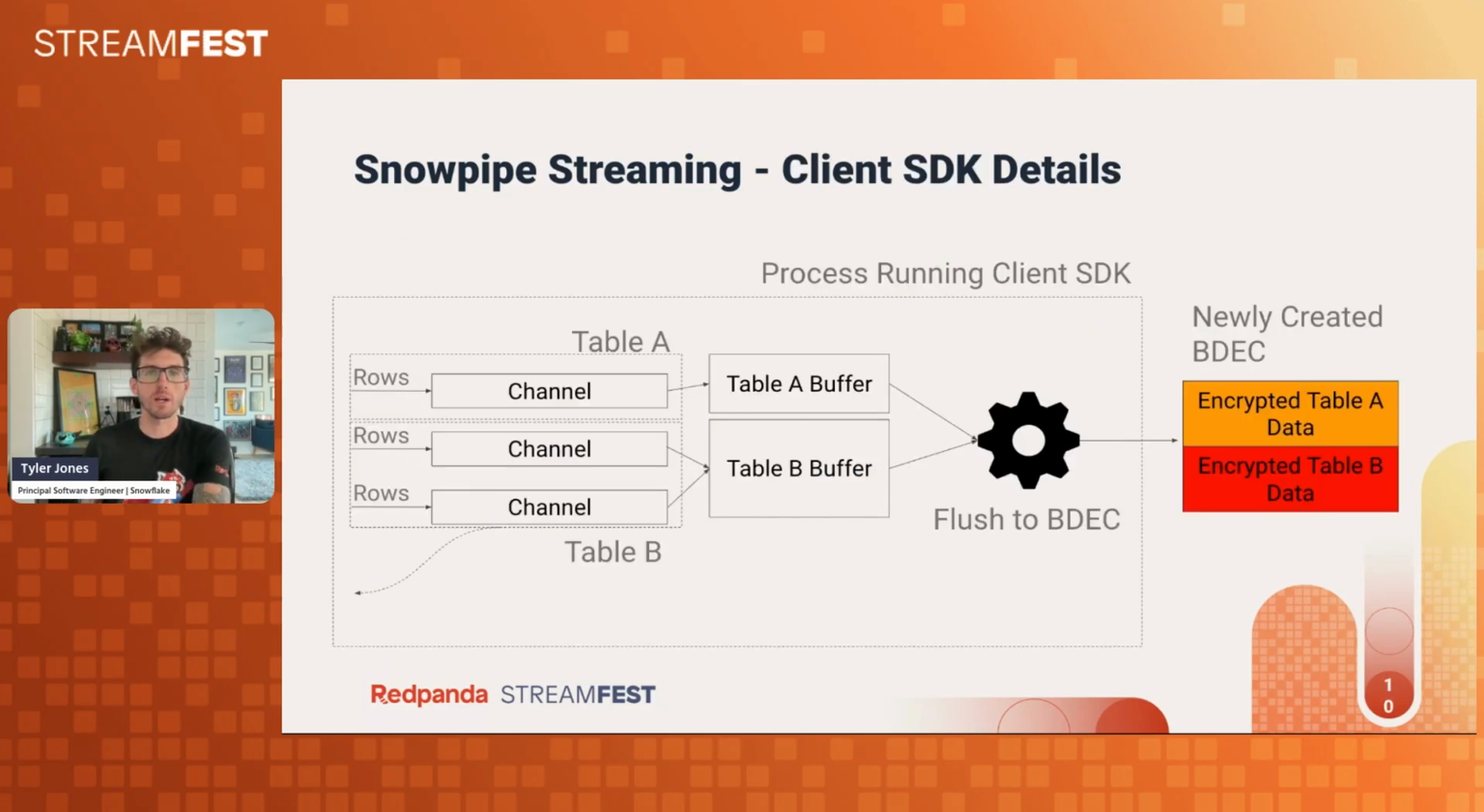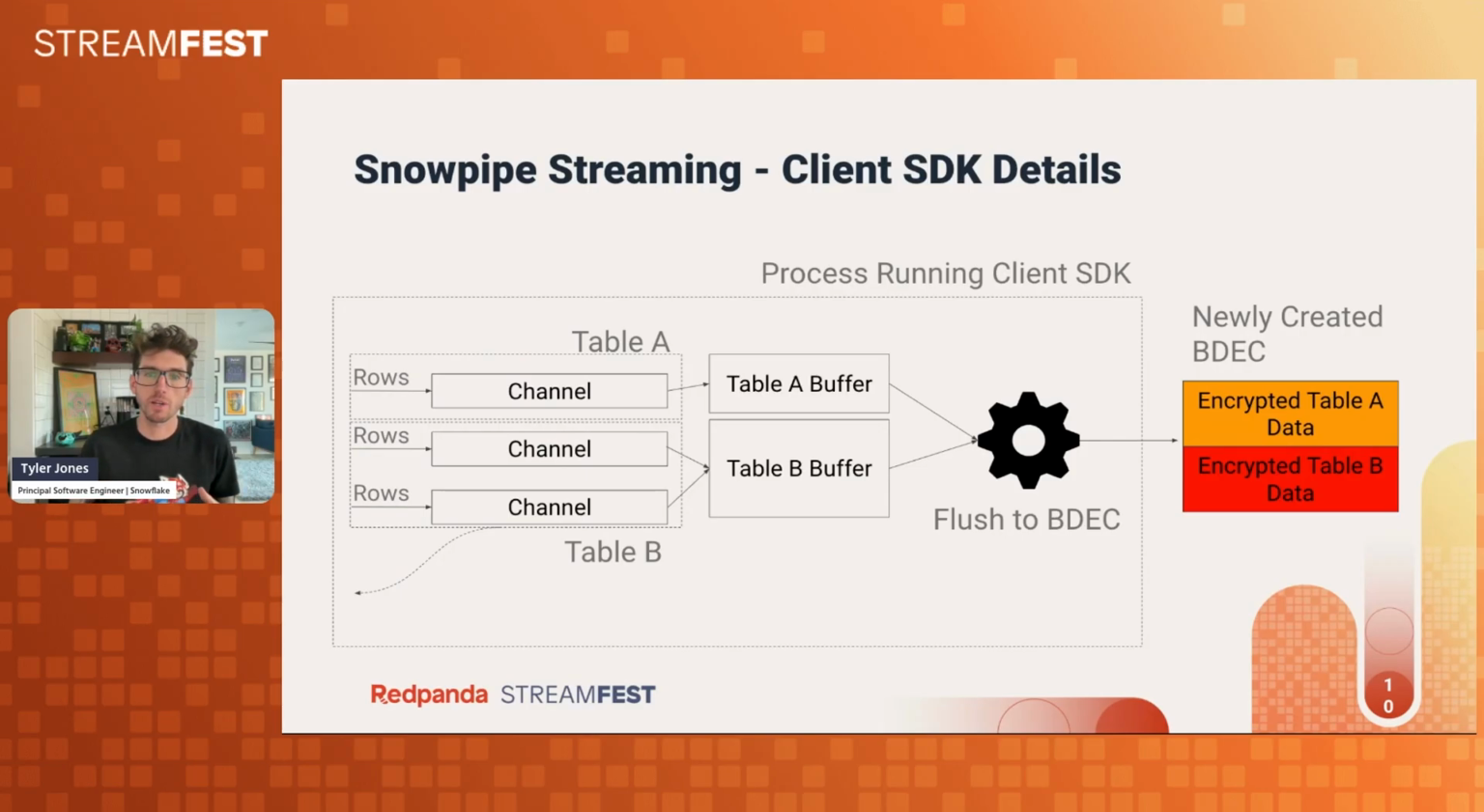So the client SDK, to talk through very quickly how things look like. What happens is that as you open up channels to a table, we will take data on a per channel basis and buffer that for the given table. So in this example, you could see that we have, say, channels open for table A and channels open for table B. We will buffer that data, and then we will decide to flush to a BDEC. By default, it's after 1 second, but you can configure this with the max client lag, or if you hit a certain size threshold for the truly high throughput cases, where it makes sense to flush the data more frequently.